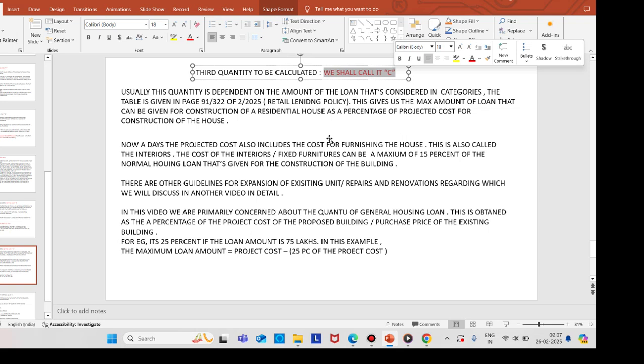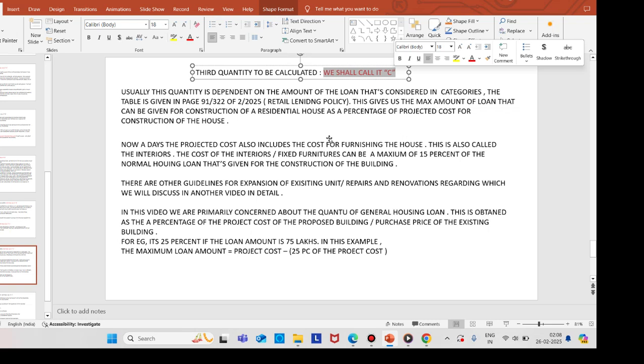They call that wooden furnishings or interiors. So maximum 15% of the housing loan: for example, if 100 lakh is given for the construction of the house, then a maximum of 15 lakh can be given for furnishing as well. While giving the 15% for furnishing, we have to ensure that the furnishing cost and the construction cost together satisfy the margin norms.